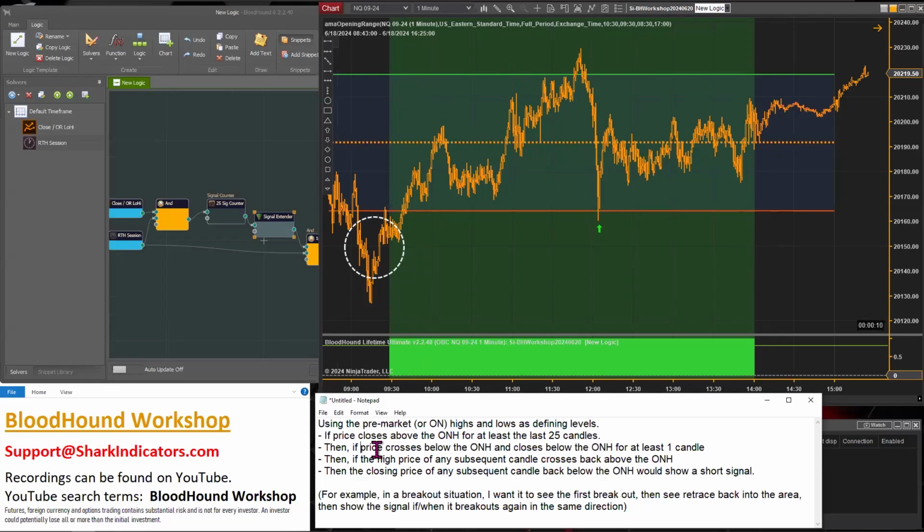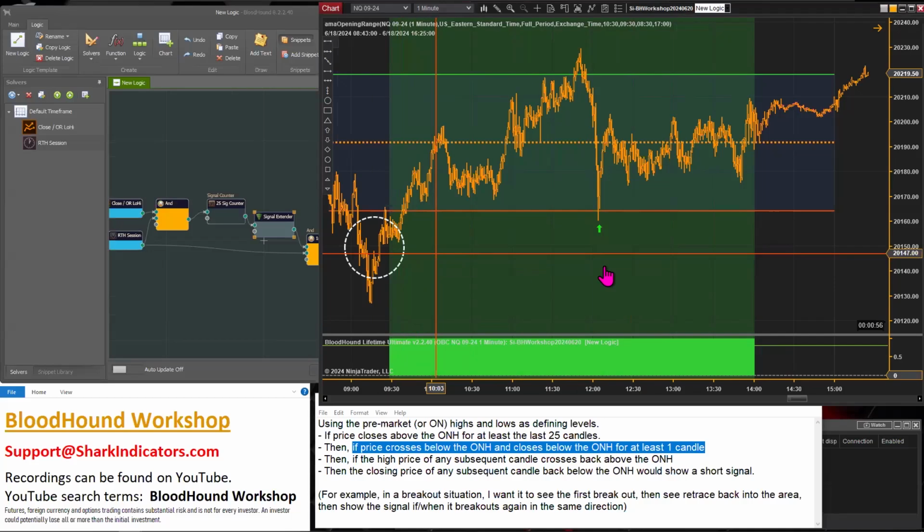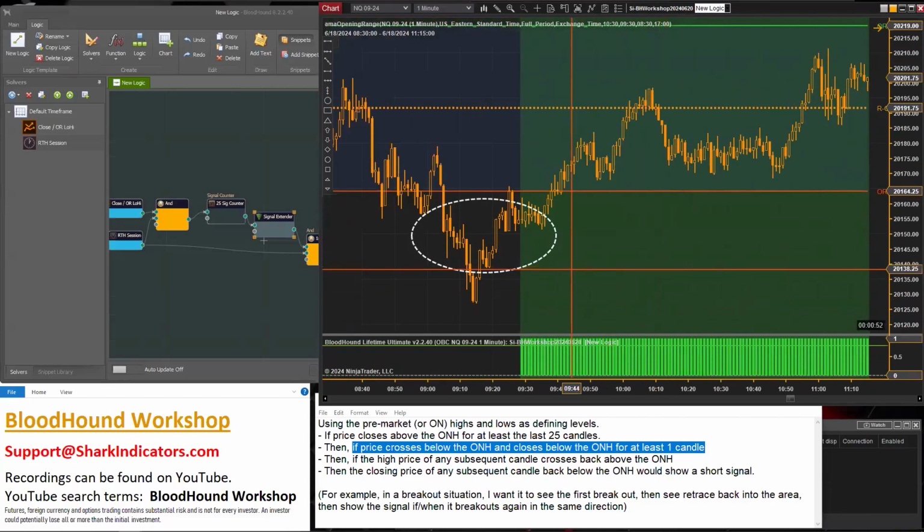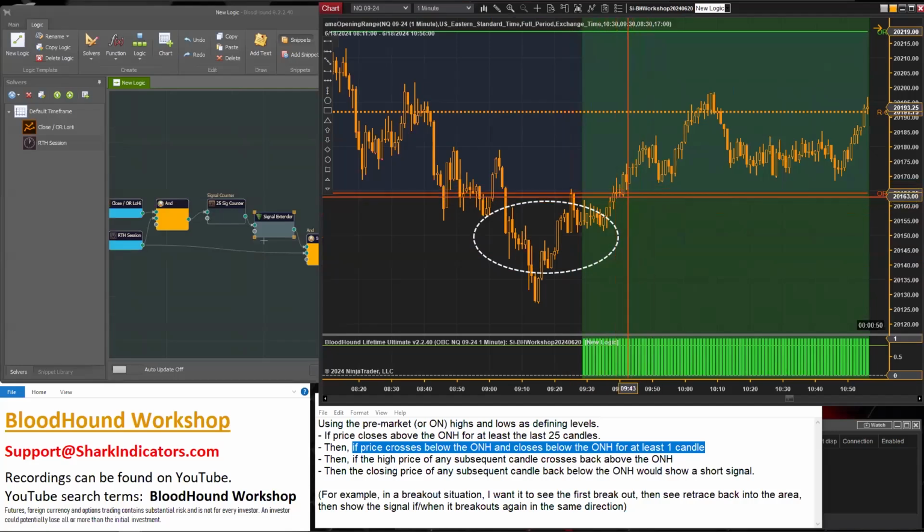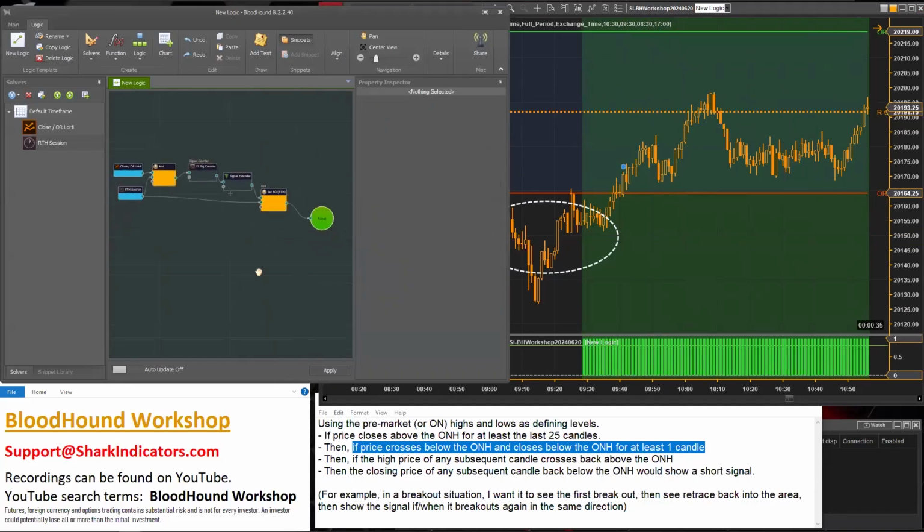Next we're looking for price to close back inside the range. Essentially, that's what it's saying. We're looking for, it looks like it's going to be that bar right there. So we're going to need another comparison solver.